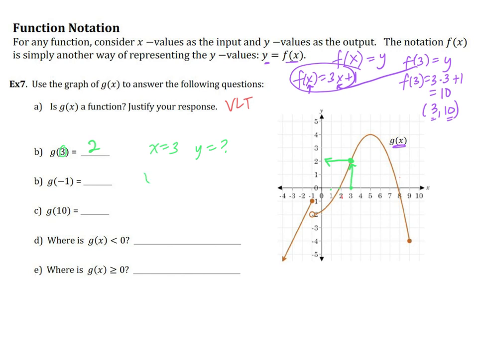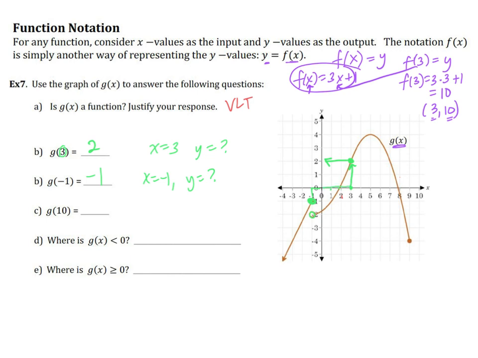Well, when my x value is -1, what is my y value? So I go left 1. Well, this is where the circle is closed, so my y value is -1. This is open, so there is no y value there.